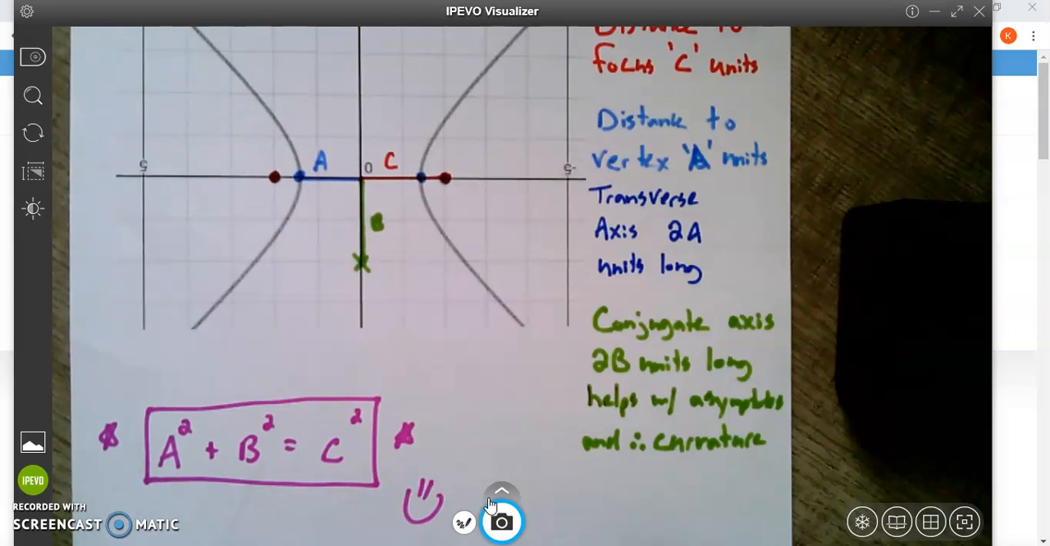This is, besides the shape looking different, one of the big differences here. We're using the Pythagorean theorem instead of the non-Pythagorean theorem. Okay? Let's try graphing one of these out. Oh, I do have one more little thing: what does the equation look like?